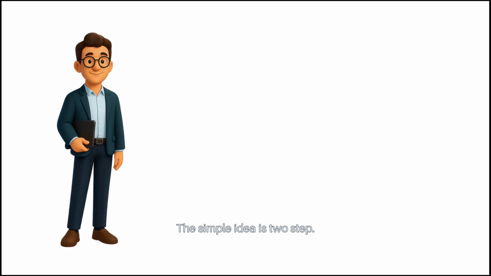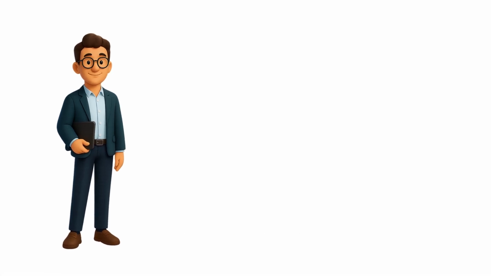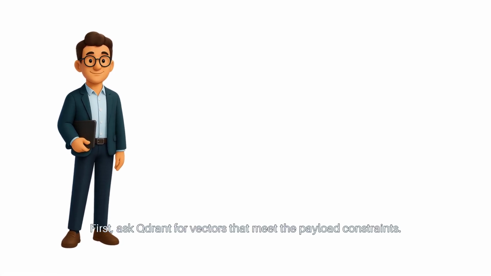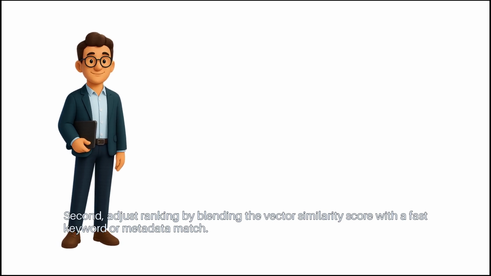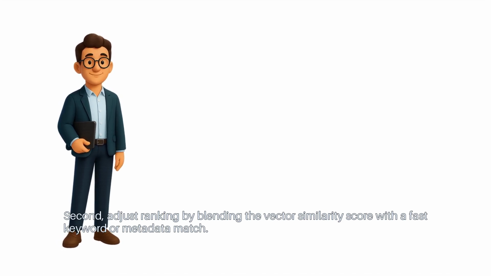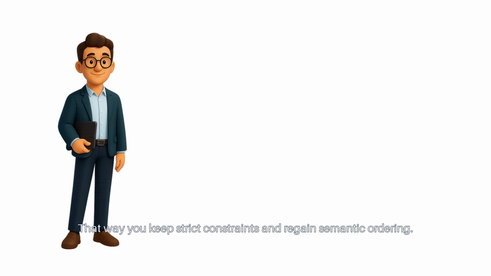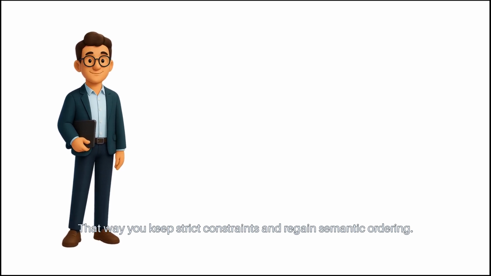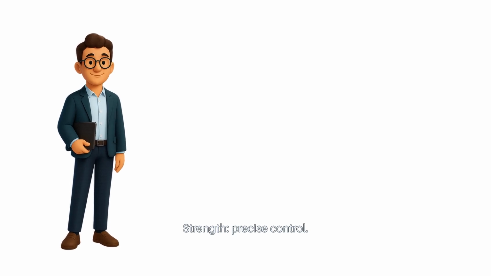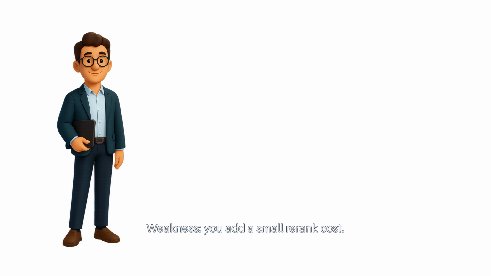The simple idea is two-step. First, ask Qdrant for vectors that meet the payload constraints. Second, adjust ranking by blending the vector similarity score with a fast keyword or metadata match. That way, you keep strict constraints and regain semantic ordering. Strength, precise control. Weakness, you add a small re-rank cost.